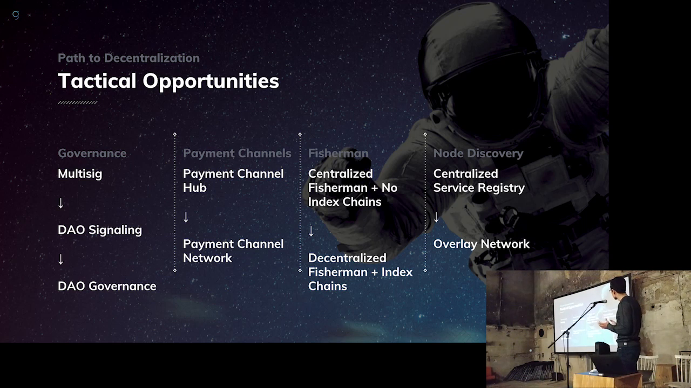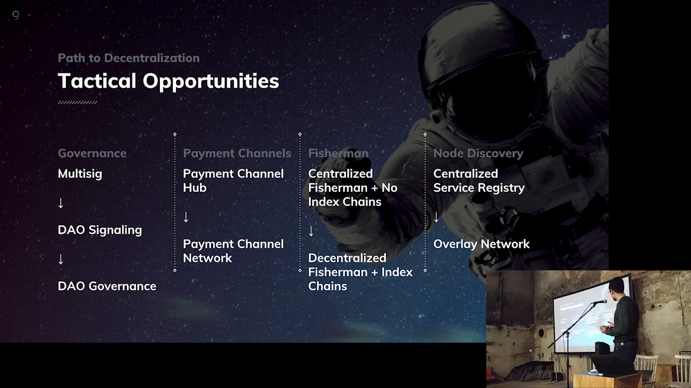But on the path to decentralization, there are all these tactical opportunities where we can start centralized and move to the fully decentralized network over time. The very next step is that we're launching a hosted service early next year. But there are all these other dimensions as well. Governance, for example, can start with a centralized multi-sig, but it can move to something where we're using DAOs to signal that small group of people, and then eventually it could just be the DAO itself that's making protocol decisions and setting parameters.